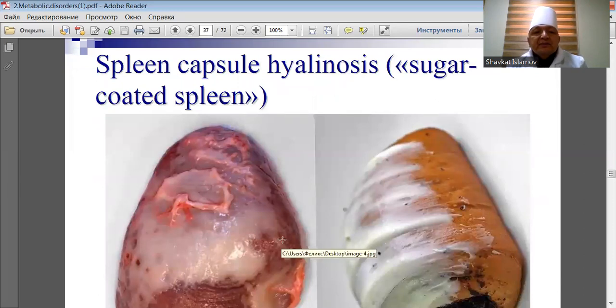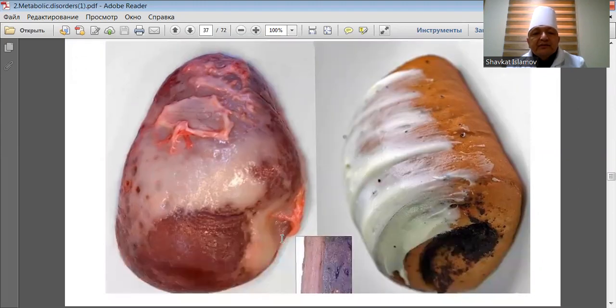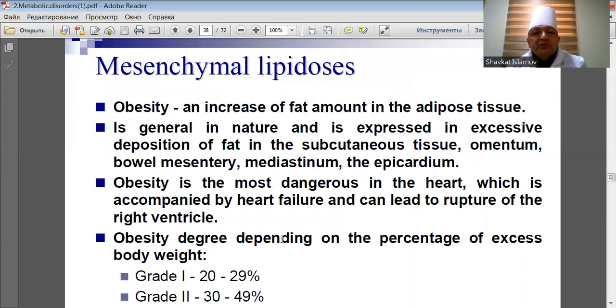Macroscopical. Spleen capsule hyalinosis, sugar-coated spleen. Mesenchymal lipidosis, obesity, increasing of fat amount in the deposit. It's general in nature and is expressed by deposition of fat in the subcutaneous tissue, bowel mesentery, mediastinum, the epicardium.